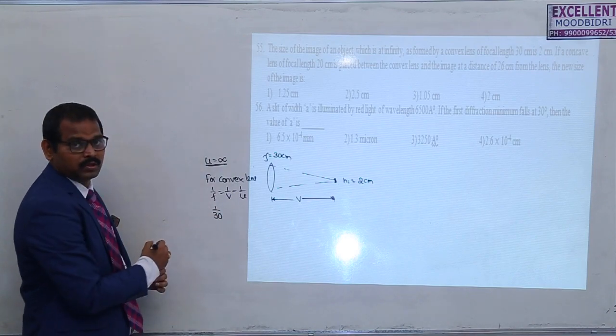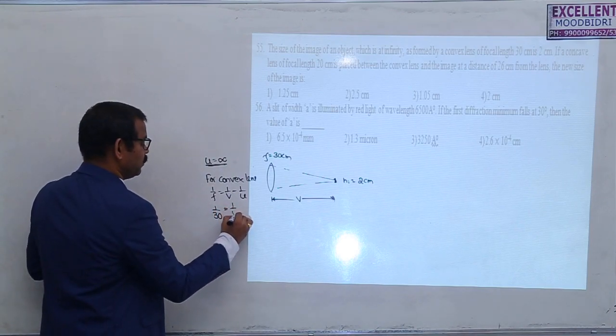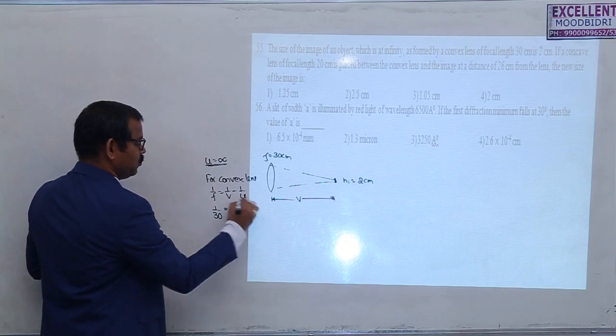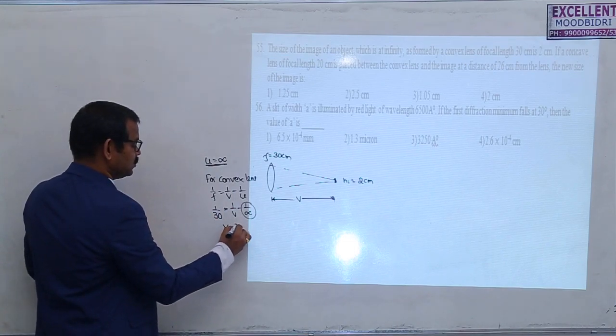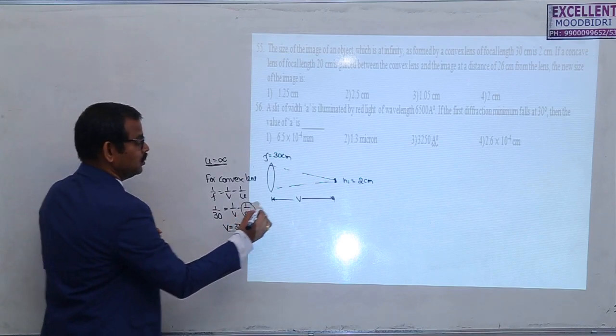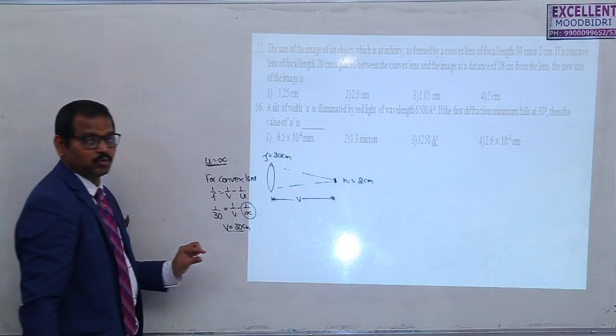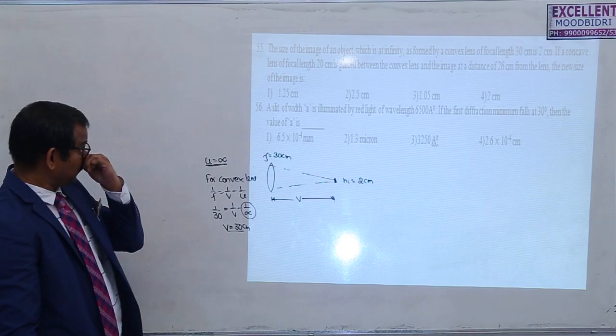So, 1 by convex lens focal length as it is positive, we can write 1 by v minus 1 by infinity, which is equal to 0. So, image distance for this one is 30 centimeters. So, image will be formed at 30 centimeters whose height is 2 centimeters.